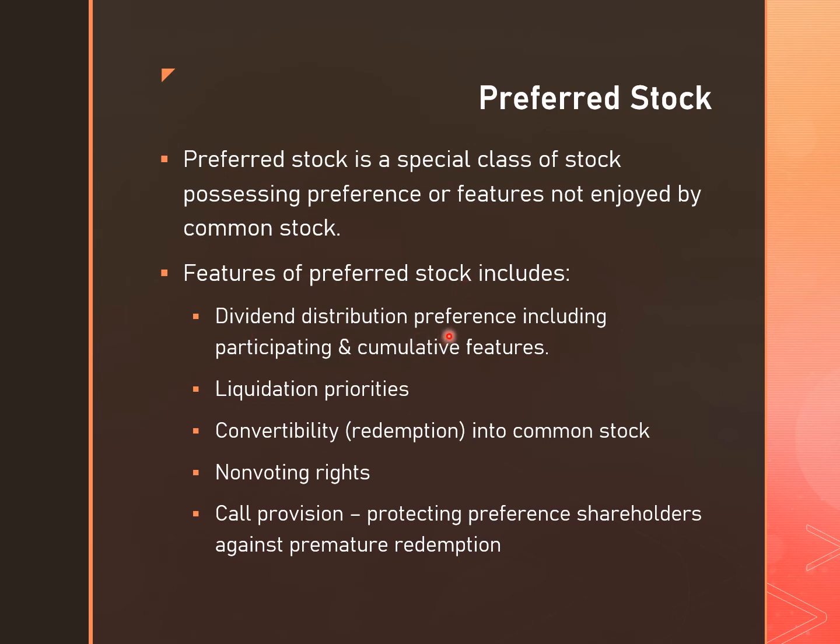Dividend distribution dia, including the participating and cumulative feature. Okay, I hope you still remember preference shares punya features. Dia ada certain percentage, right? So in dividend dia adalah fixed. Dan in liquidation dia ada priorities, dan some preference shares like redeemable preference share dia boleh convert into a common stock, dan dia tak ada voting right. Also dia ada call provision which protecting preference shareholders against the premature redemption.